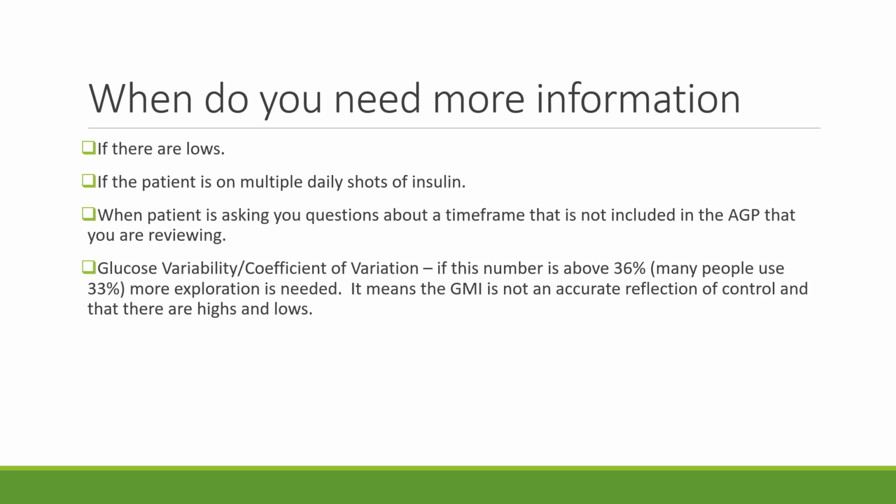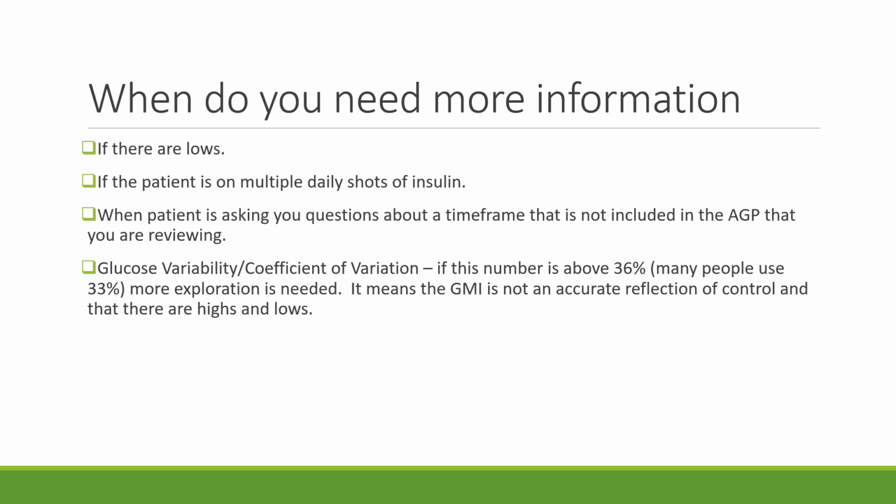If the patient is asking questions about a time frame of their glucose control that is not in the current AGP report, then you might have to get in and look a little deeper. And then also if the glucose variability number or the coefficient of variation, depending on which report you're looking at, is above 36%, or many people use 33% as a cutoff, I use 33% as a cutoff, more exploration is really needed.